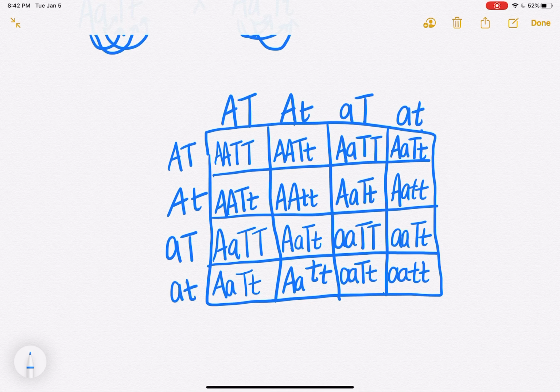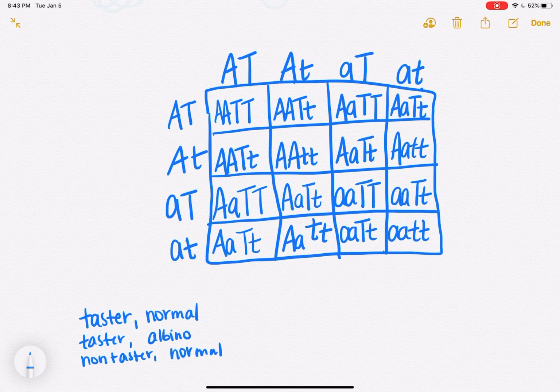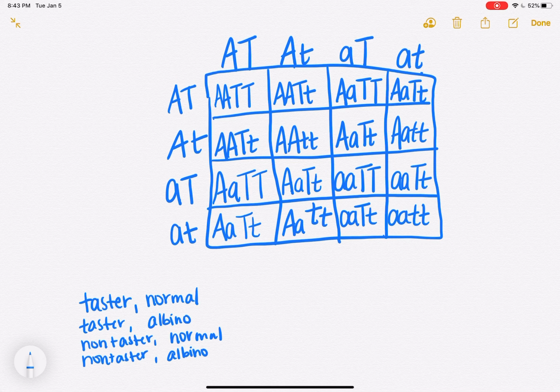Okay. So I've got that all filled in. So the combinations that we can have here are taster and normal color. We can have taster and albino. We can have non-taster and normal. And we can have non-taster and albino. Okay? So we have to go through and count those. Remember our total, we have 16 boxes, so it should add up to 16. Okay? So I'm going to cross them off as I do.